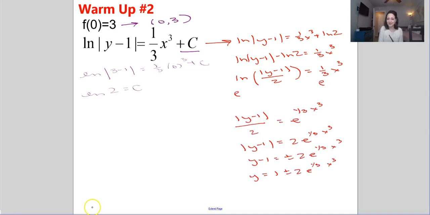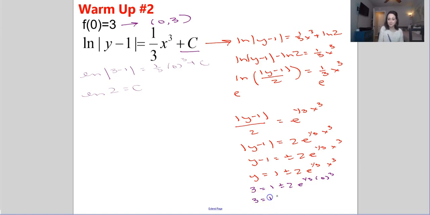All right, so I got this far. I got y equals 1 plus or minus 2 e to the 1/3 x cubed. If you did not get that far, go ahead and pause and see where you need to make a correction. Now remember, I cannot have a plus or minus in the final answer because I'm solving for a function. I need just one output. So how do we figure it out? We'll plug in your initial condition again. So when y is 3, x is 0, 1/3 times 0 is 0, e to the 0 is 1.